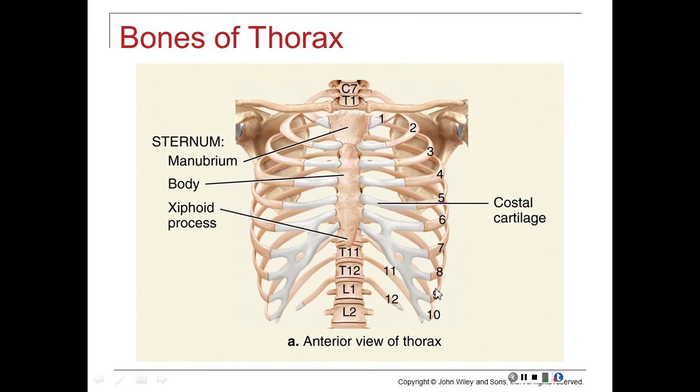8, 9, 10, 11, and 12 are false ribs because they do not connect directly to the sternum. And then ribs 11 and 12 are further classified as floating because they don't attach at all. If we were to look closer at our sternum here, you see that kind of stop sign shaped manubrium, the body, and then the xiphoid process, which is mostly cartilage that slowly ossifies. You can see this manubrium articulating with the clavicle as well as rib number 1.